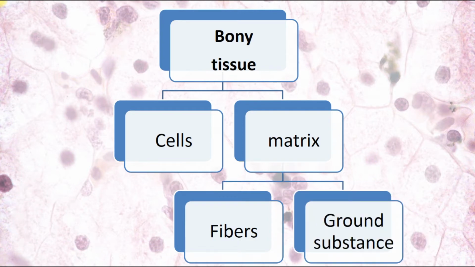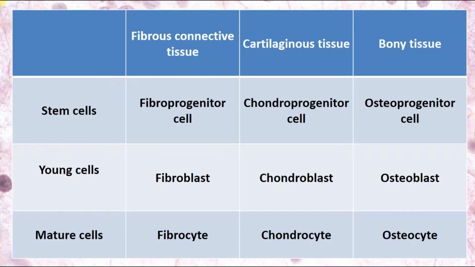So bony tissue has a structure which is very similar to the structure of cartilaginous tissue and fibrous connective tissue. They also have cells and matrix which is composed of fibers and ground substance. So let's begin with the cells of bony tissue. Here we can see three basic types of connective tissues: fibrous connective tissue, cartilaginous tissue and bony tissue.